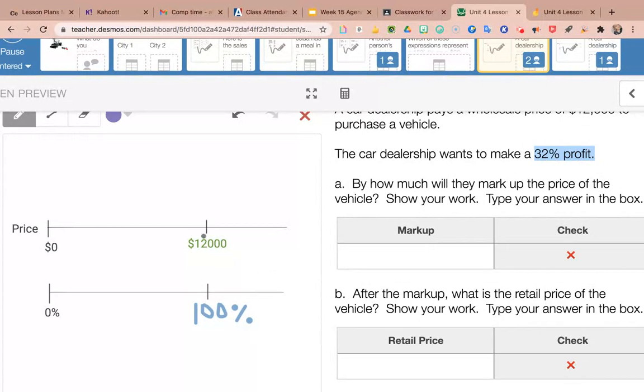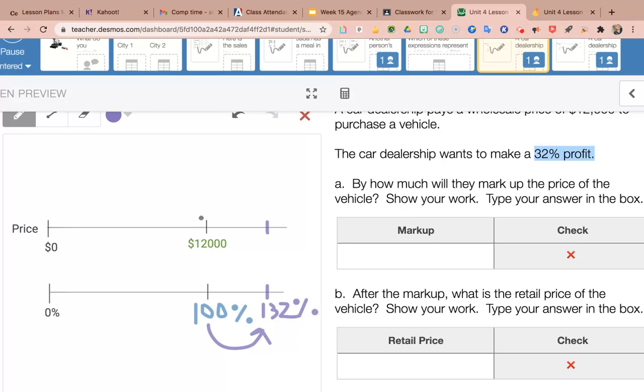So if they sell the car for $12,000 and they bought it for $12,000, they don't make any money. So they're going to have to make the car more expensive. They're going to make it 32% more expensive. So they're going to increase it. They're going to add 32%. So I'm going to get 132%. So hopefully that makes sense. So we're increasing the 100 by 32%. So I'm at 132.